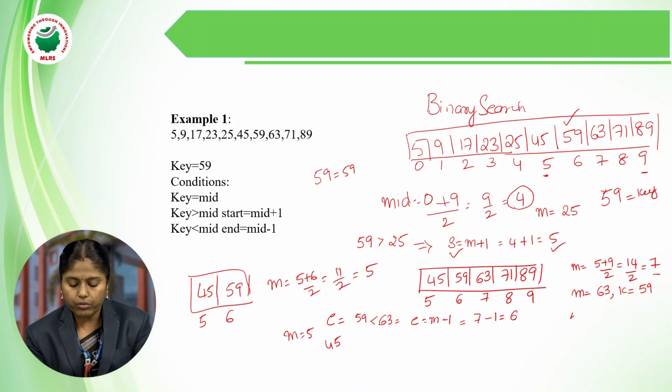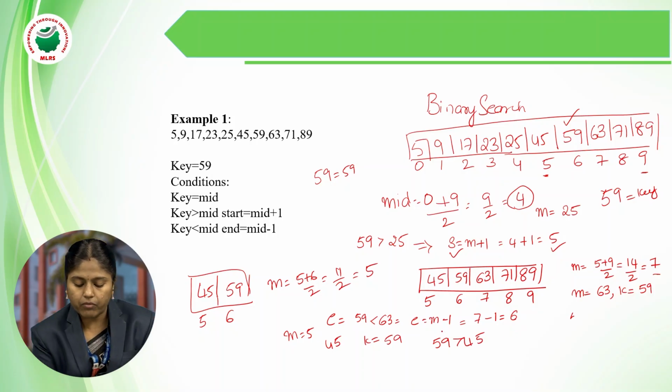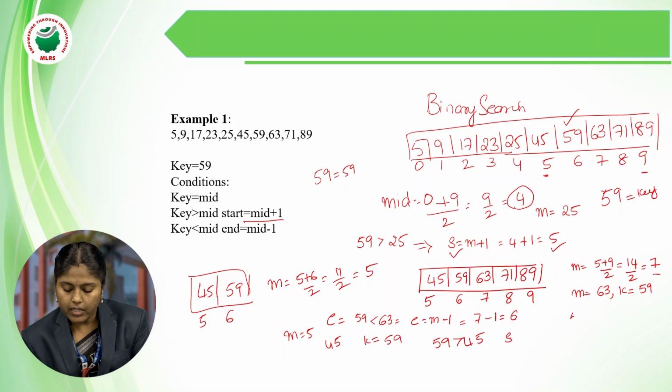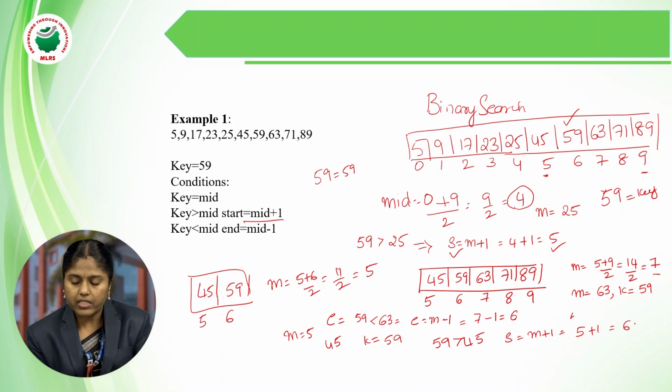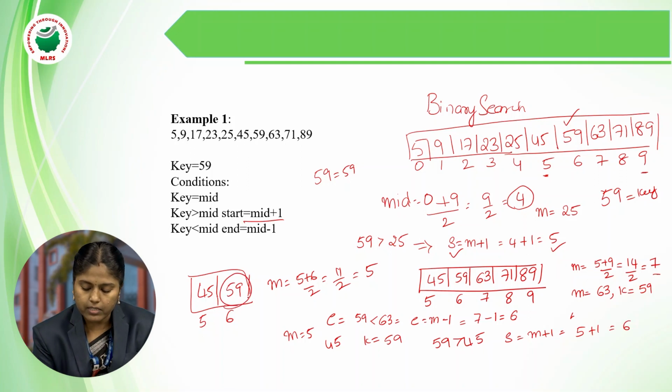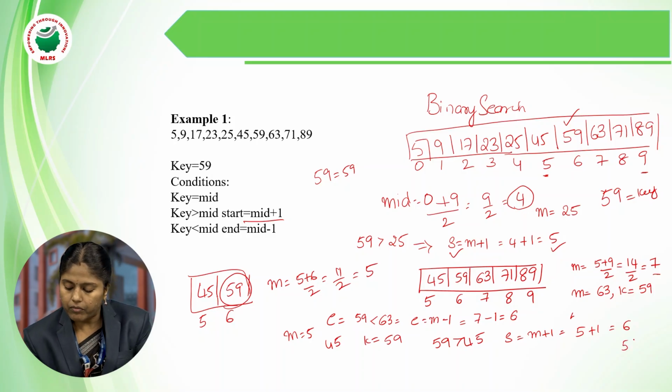Now again you have to check the condition. What is the key value here? 59. Now we have to check whether 59 is greater than 45. Okay, 59 is greater than 45. Then what will you get here? Start is equal to mid plus 1. What is the mid value here? 5 plus 1. What is the value here? 6 you will get. Now again, start is equal to 6 and end is equal to 6.